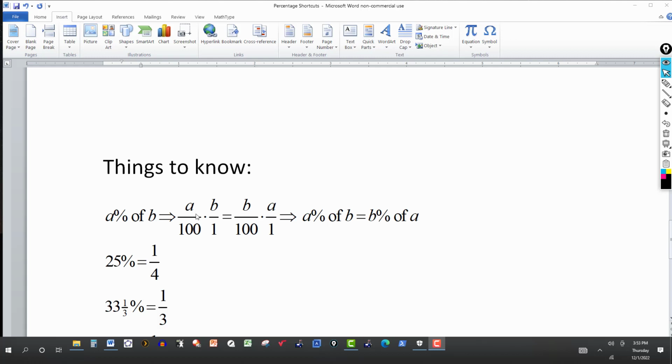B. That's the same thing as A over 100 times B. And notice I can switch these around, B over 100 times A. So A% of B is the same thing as B% of A. So that means if I give you, say, something very basic, 10% of 100, it's the same thing as 10% of 100. The of means multiply.